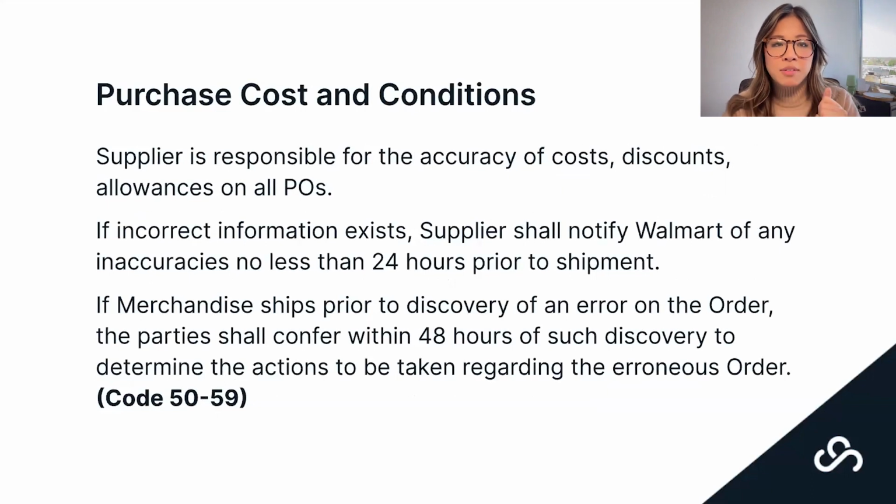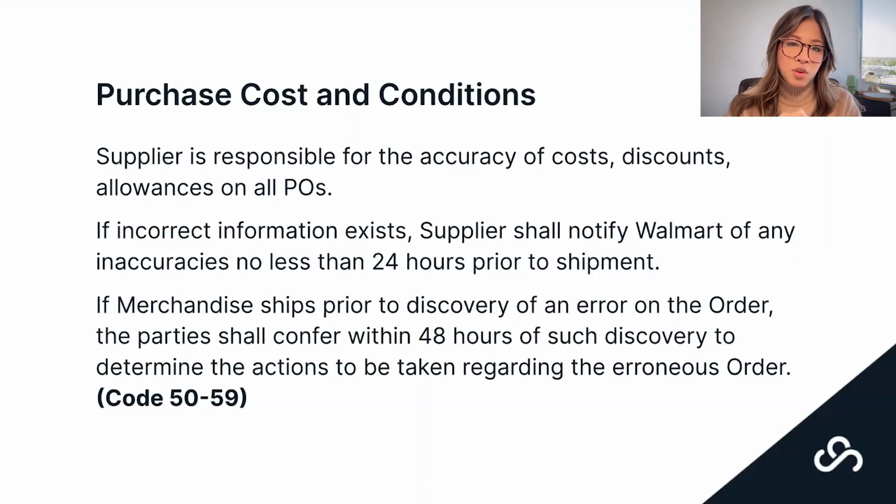So another part of the supplier agreement is the purchase cost and conditions. This is basic stuff, in that essentially they're saying that the supplier is responsible for the accuracy of any costs, discounts, and allowances on any of the POs. If Walmart is sending you a PO at the wrong cost, or you are invoicing at the wrong cost, it is your job to notify Walmart of any inaccuracies no less than 24 hours prior to shipment. And if merchandise ships prior to discovery of an error on the order, then you are supposed to reach out to Walmart within 48 hours to figure out what to do from there.